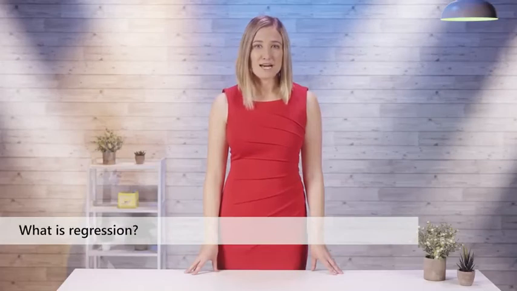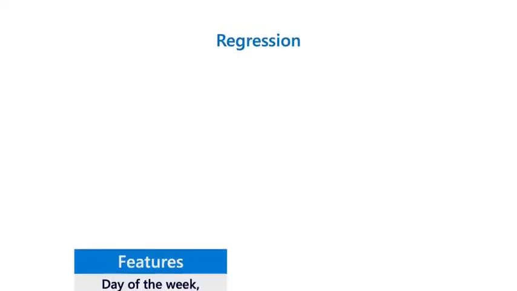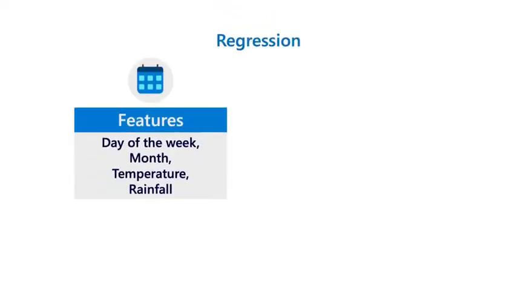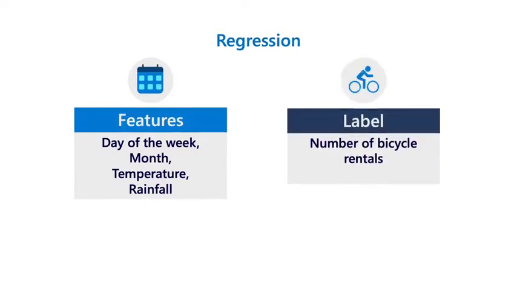Regression works by establishing a relationship between variables in the data that represent characteristics, known as the features, of the thing being observed, and the variable we are trying to predict, known as the label. Recall our company that rents bicycles and wants to predict the expected number of rentals in a given day. In this case, features include things like the day of the week, month, and so on, while the label is the number of bicycle rentals.